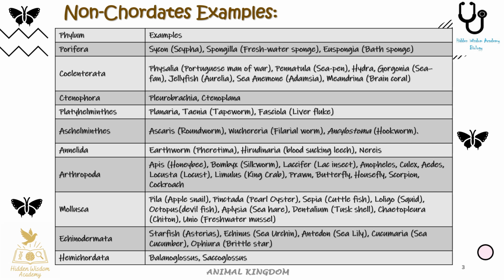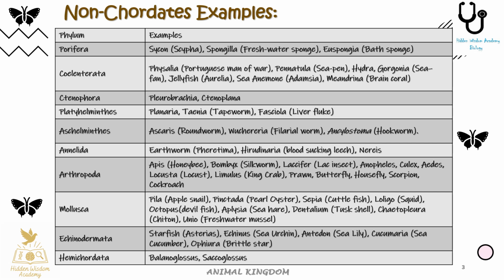In Ctenophora, key examples are Pleurobrachia and Ctenoplana. Moving on to Platyhelminthes, we have Planaria, Taenia the tapeworm, and Fasciola the liver fluke. In Aschelminthes or Nematoda, examples include Ascaris the roundworm, Wuchereria the filarial worm, and Ancylostoma the hookworm. For Annelida, examples are earthworm or Pheretima, Hirudinaria the blood-sucking leech, and Nereis.